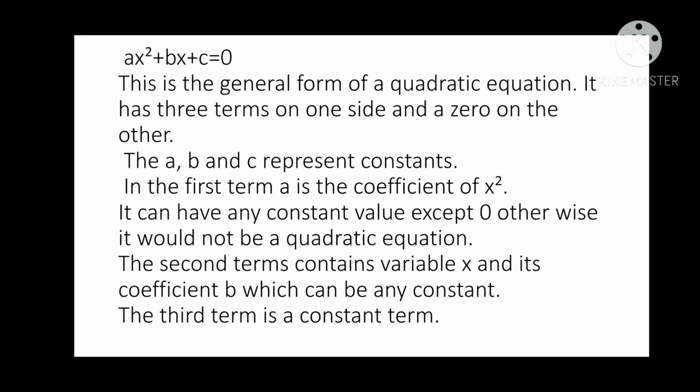Remember, a can have any constant value except 0. Otherwise, it won't be called a quadratic equation. b and c can have any constant values.